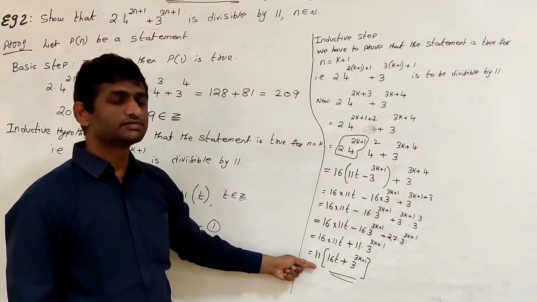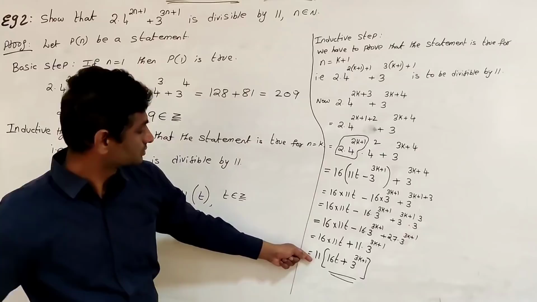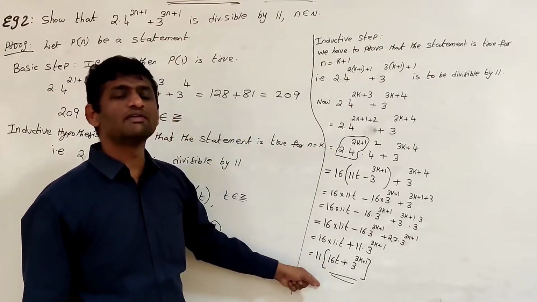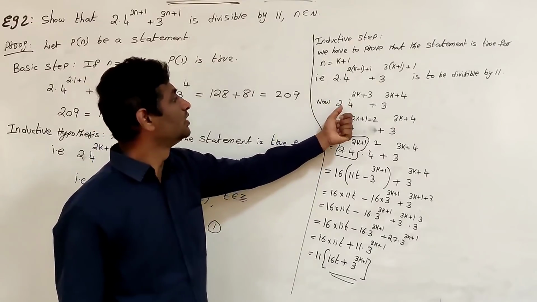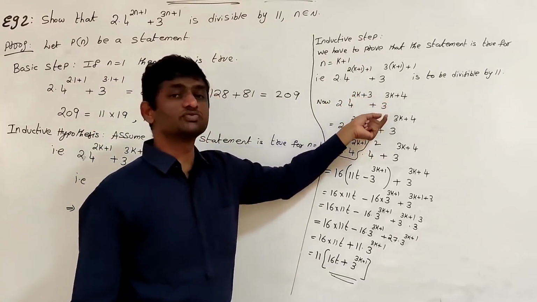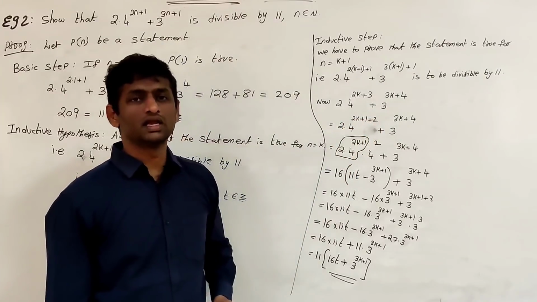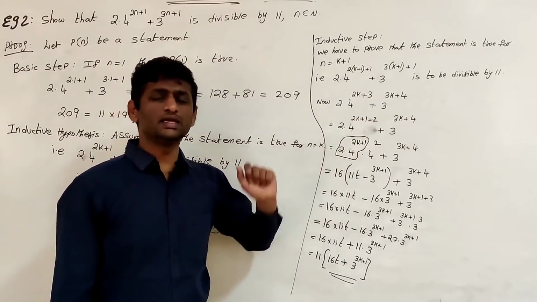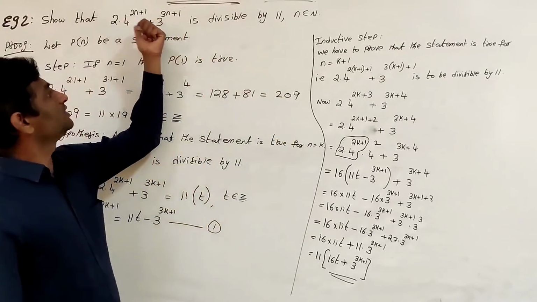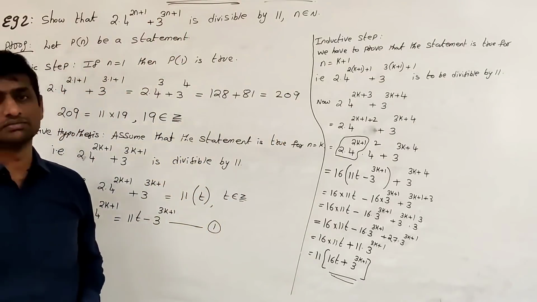So this is a factor of 11, or 11 is a multiple of this one, which means 2 into 4 to the power of 2k plus 3 plus 3 to the power of 3k plus 4 is also divisible by 11. So by using mathematical induction we can generalize that the given statement is true for all natural numbers.